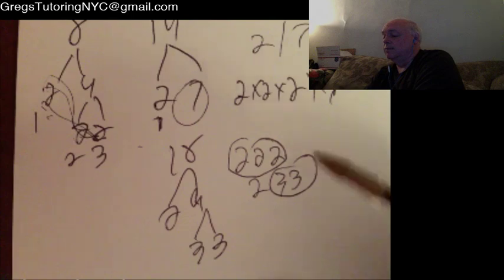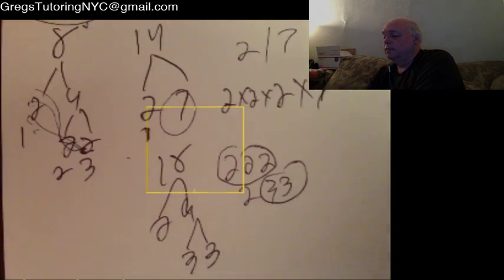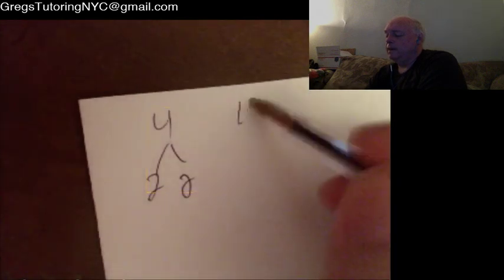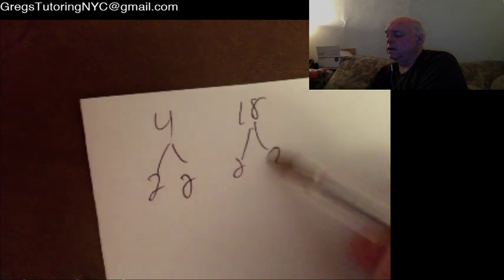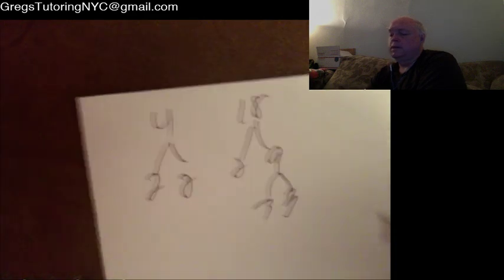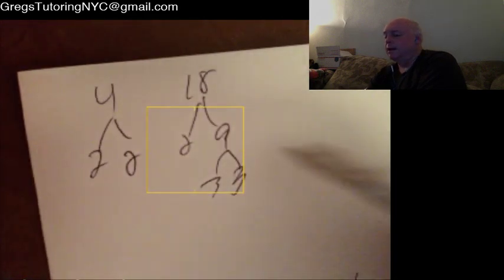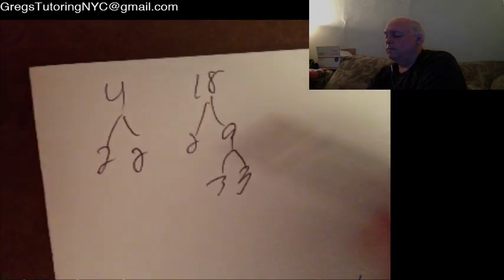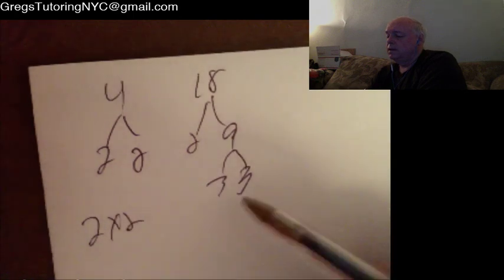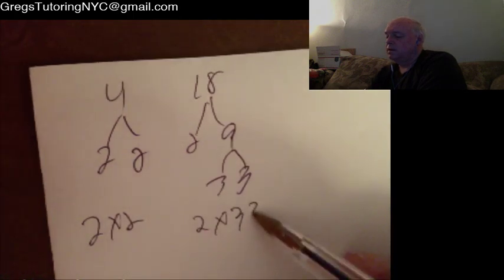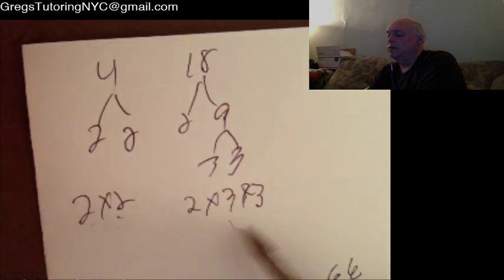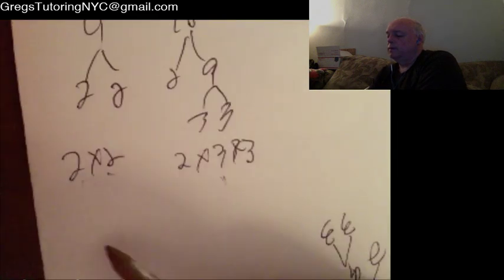I'm still screwing up because I wanted to use the number 4. Here, let me do this over with 4 and 18. I just want to follow the things that I did. So we get 2 and 2, and 18 is 2 and 9, and 3 and 3. I laid out a bunch of problems, so again, this is 2 times 2, and this is 2 times 3 times 3. So the unique factors are 2 and 3, right?